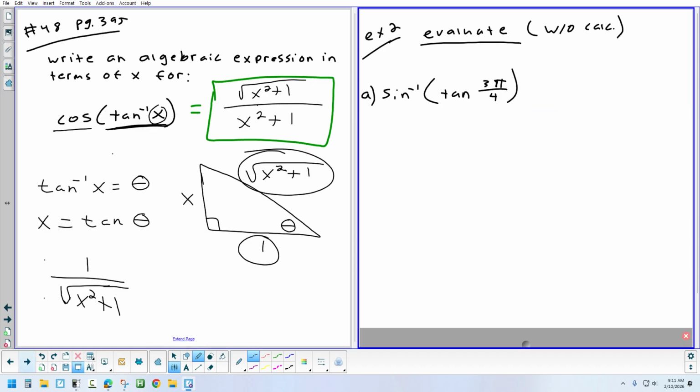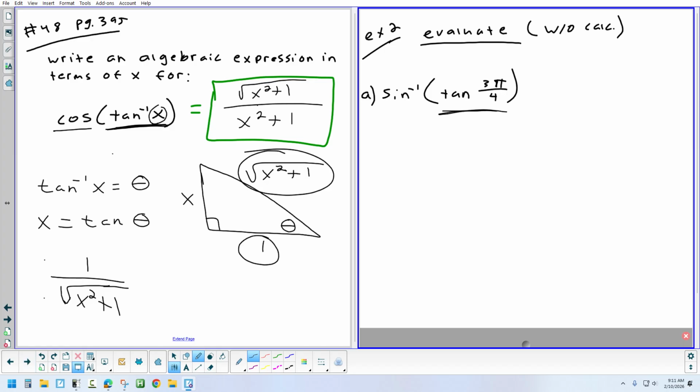All right, let's try this one. This one says to evaluate without a calculator. So if we are evaluating it without a calculator, then that means the answer probably comes out nice. Somehow it's going to come out nice. Okay, what we're going to do, we're going to start with the inside function.